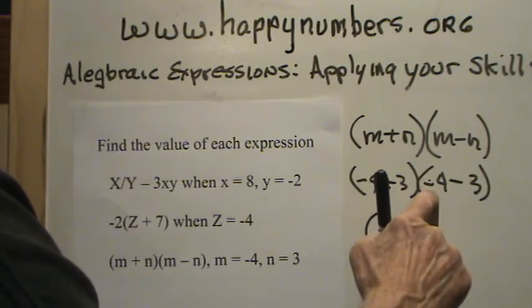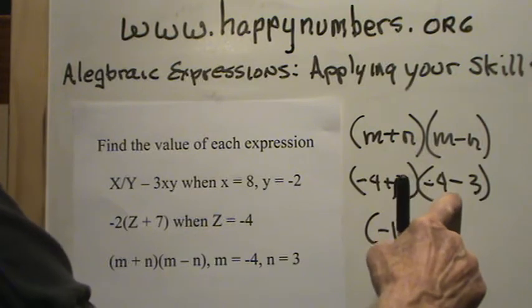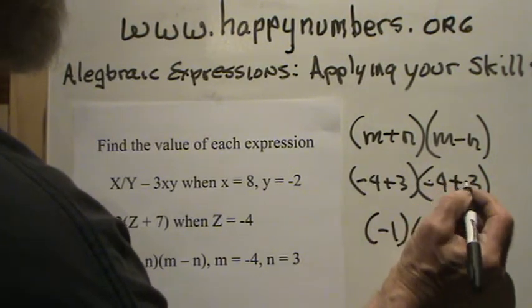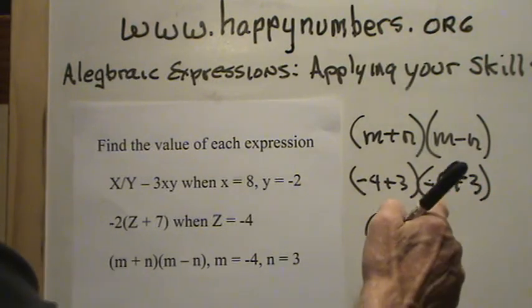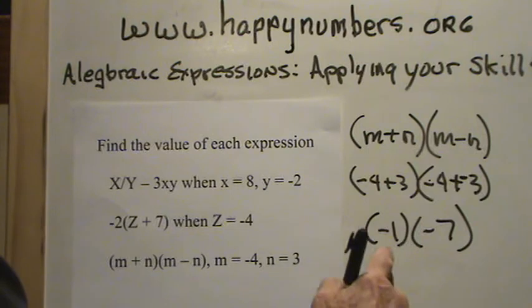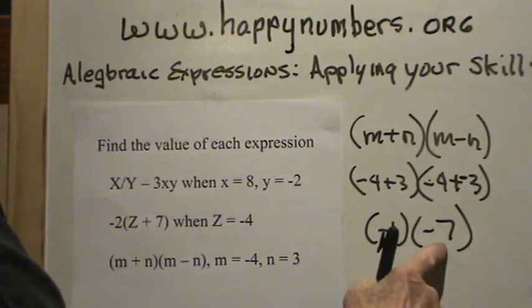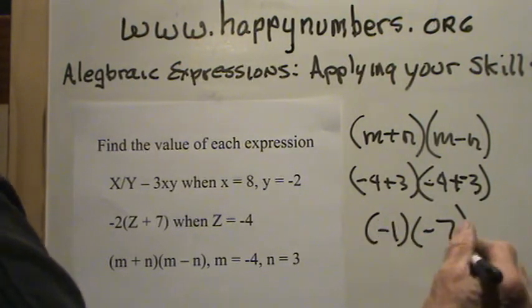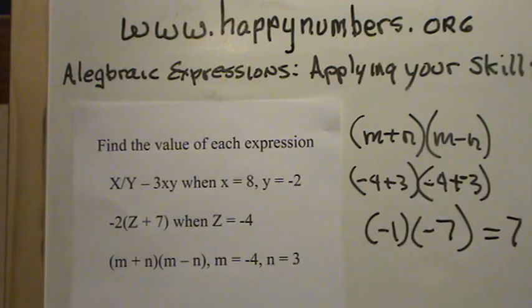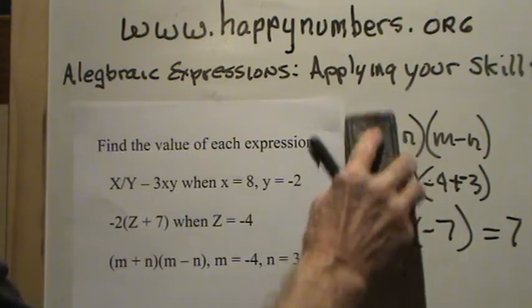And negative 4 minus a positive 3. Now we have to add the opposite. So we get negative 4 plus negative 3 is negative 7. Negative 1 times negative 7. Well, a negative times a negative is a positive, and 1 times 7 is 7. Excellent.